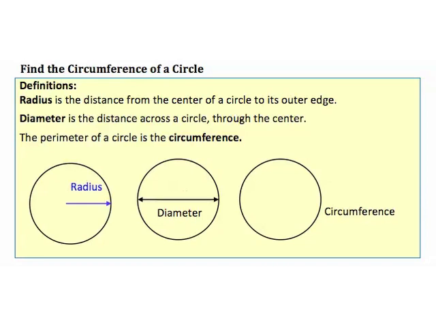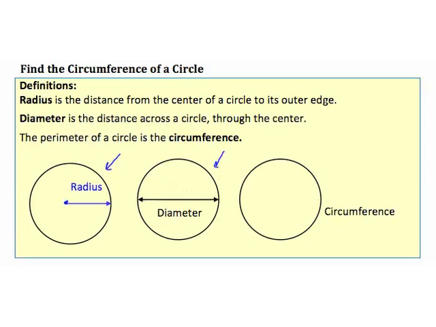The radius is the distance from the center of a circle to its outer edge. And you can see right down here I have a picture of the radius drawn. We start at the center of the circle and go to the outer edge, and that distance is the radius of a circle. The diameter is the distance across the circle through its center. You can see here I have a picture of the diameter. It has to go through the center of the circle, and it goes all the way from one edge of the circle all the way across to the other.